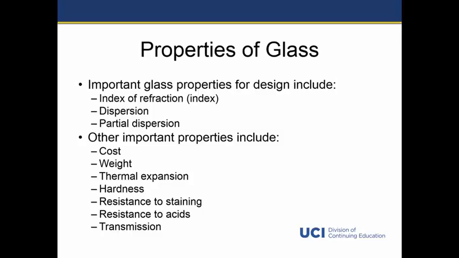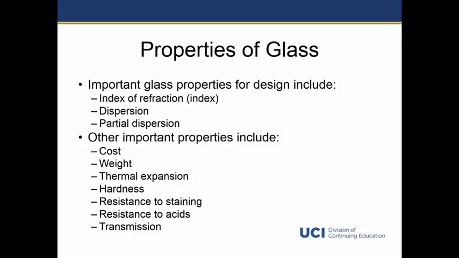So when we talk about the properties of glass, the important properties in terms of optical design are related to the index of refraction. Obviously, the index of refraction itself, which is simply a single number defining behavior at one single wavelength, and also the dispersion and partial dispersion. And these are related to how the index of refraction varies as a function of wavelength. But as an optical designer, there are a lot of other things you need to consider as well.